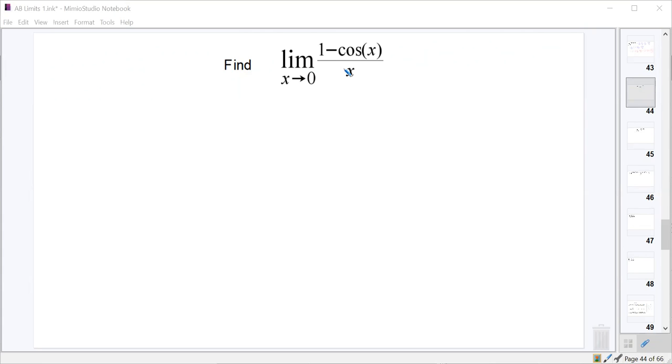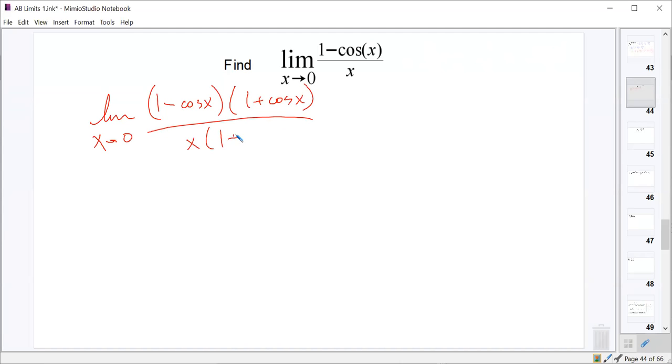What were some of the other ways? Multiplying by the conjugate. Multiplying by the conjugate, yeah. And that normally only worked with our radicals, right? But I think I might have mentioned that sometimes with trig functions, it can be super helpful as well. So let's try that. Let's multiply by the conjugate of 1 minus cosine x to both the numerator and the denominator. So that'd be 1 plus cosine x.